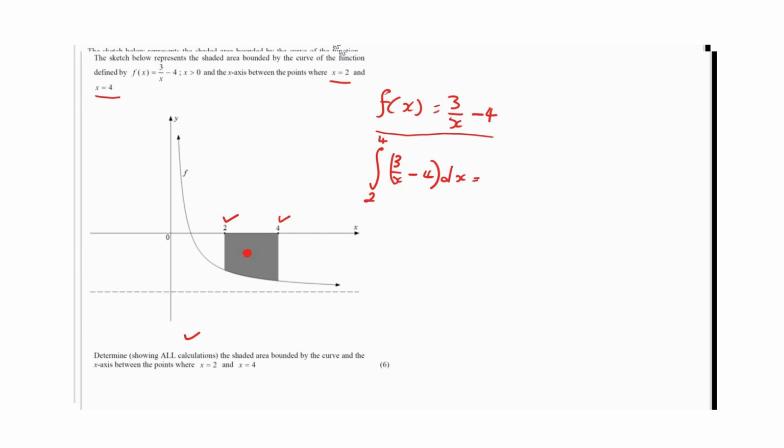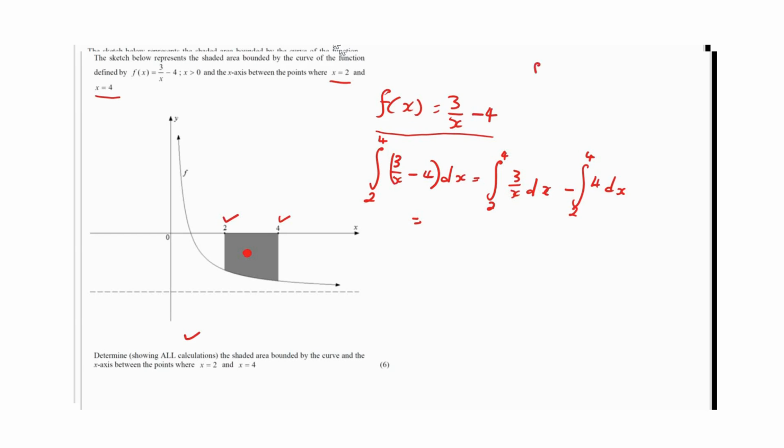What I am going to do here is separate this integration, just for a better understanding. In other words, the integral of 3 divided by x dx between 2 and 4, minus the integral of 4 dx between 2 and 4. You can integrate this all at once, it's still okay, but this method makes it much easier because you're only integrating this part alone and that part alone, and then you do your substitution accordingly.